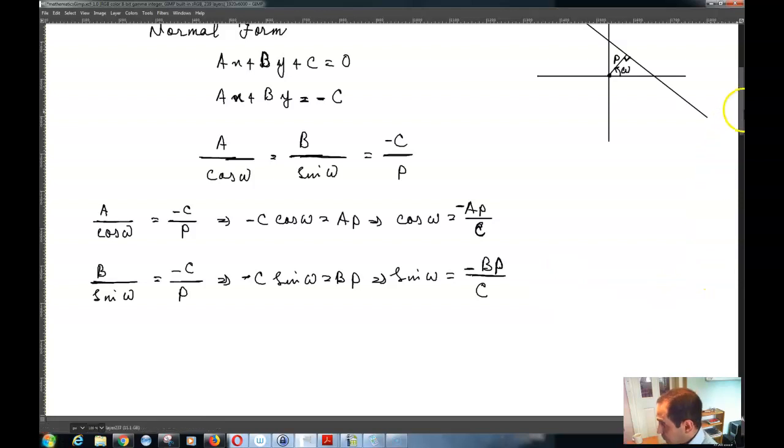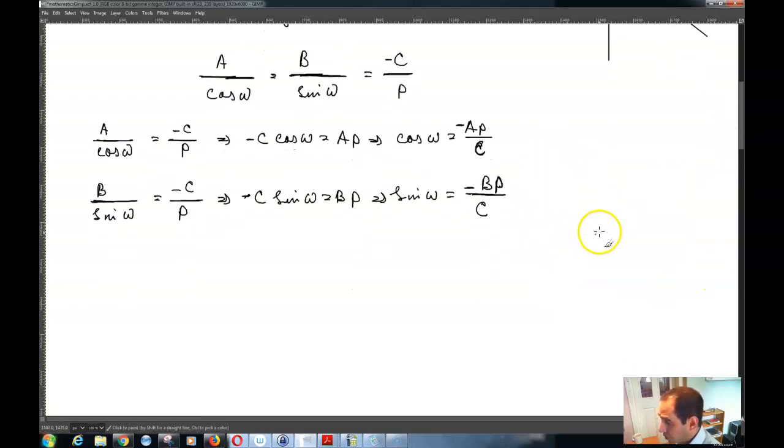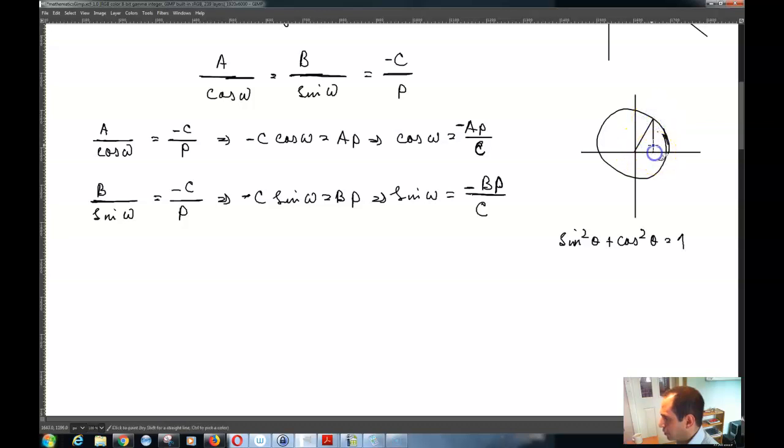Now you know that in trigonometry, sine squared theta plus cos squared theta is equal to 1, because in a triangle, if you have a unit circle over here, and if you have some angle theta, then this length over here becomes sine theta.